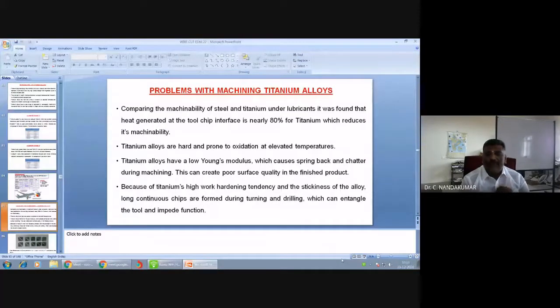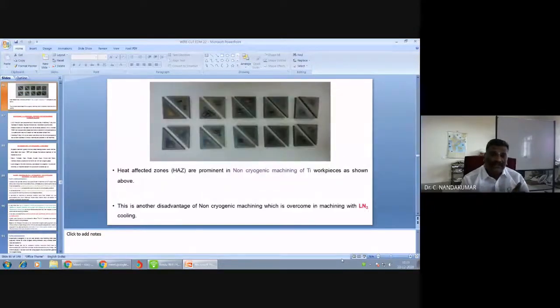Because of titanium's high work hardening tendency and the toughness of the alloy, long continuous chips are formed during turning and drilling, so we go for conventional machining. These are the non-cryogenic machining processes. As I already said, in ordinary machining, heat affected zones are formed. This picture shows the experimental machined workpieces for non-cryogenic machining. Heat affected zones are prominent in the non-cryogenic titanium workpieces shown above.